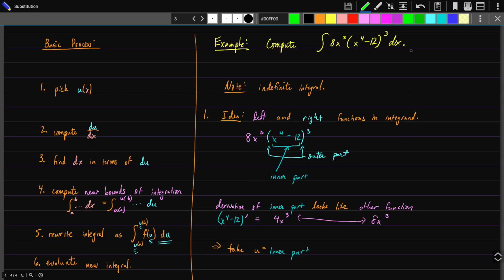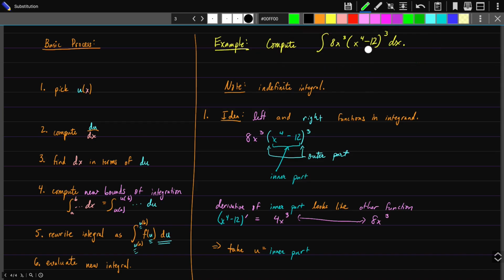Alright, so I've got one more example for you, and this time I'm going to give you some indication of how I would pick a good substitution u to use in order to make this integral easier to compute. So in this case, the problem is asking me to compute the integral of 8x cubed times the quantity x to the fourth minus 12 cubed dx.